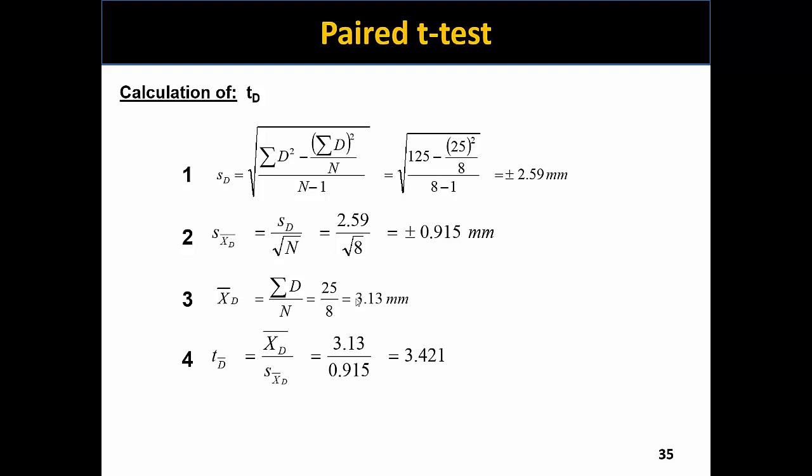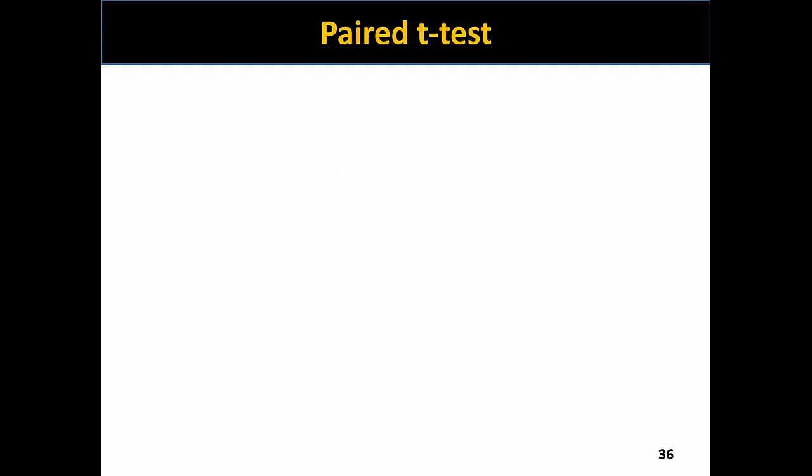With these data now, we then go to our t-statistic equation, and we put our average value for the difference scores of 3.13 divided by the standard error of the mean difference scores, which we had in step 2 of 0.915, and we have a value of 3.421. That is our calculated t-value, t-statistic, that we now want to use to compare with the critical t-value that we had looked up previously on the t-table.